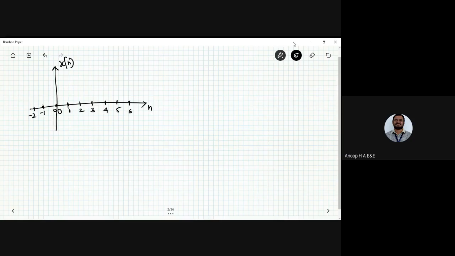So at 0, you are having 0. At 1, you are having 1. At 2, you are having 2. At 3, you are having 3. And at 4, you are having 4. In all the other cases, it is 0 there. So now I need to write the x of n minus 2 signal. This is how I need to write x of n minus 2 signal.